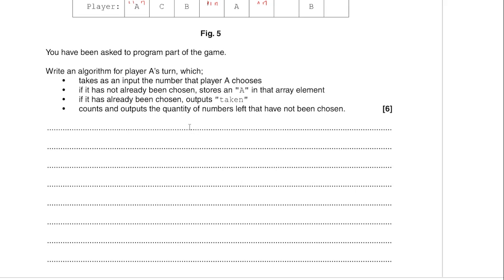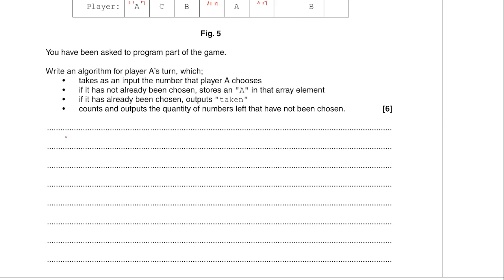So we've been asked to program part of a game. We have to write an algorithm for player A's turn, which takes as an input the number that player A chooses, so from 0 to 100. If it's not already been chosen, stores an A in that array element. If it has already been chosen, outputs taken, counts and outputs the quantity of numbers left that have not been chosen. So first of all, we're going to want to do our input. We don't have to worry about the rest of it yet.